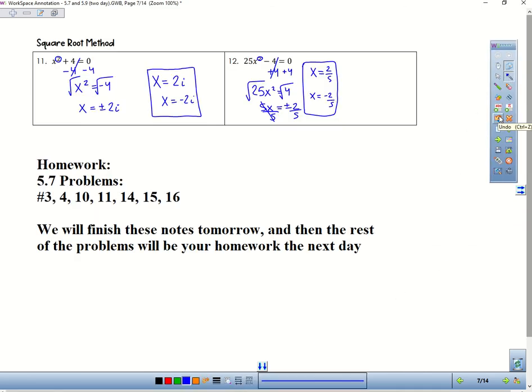So your only homework tonight is to do these 7 problems. Your homework for the following day will be to finish them. The reason it's super random is those are the few problems that don't require you to know 7 through 10, okay?